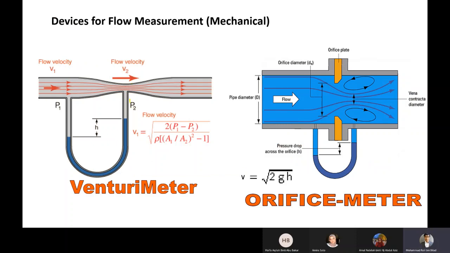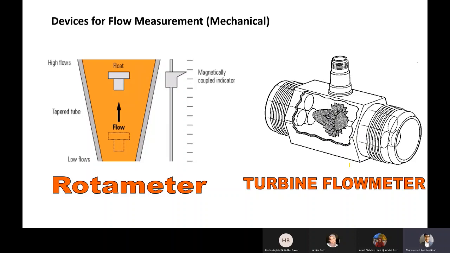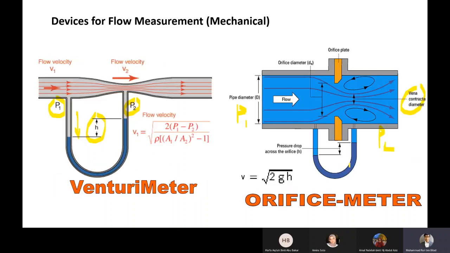So you have, for example, here the P1 pressure is higher than P2. As you can see here, P1 pushes the liquid down at the difference of H here. This is the Venturi meter, and the orifice meter is also the same. You have what is called the vena contracta, going from a big diameter to a small diameter. So you have P1 here and P2 here, and P1 is higher than P2. From that we can measure the pressure, and then we can link the pressure to the flow.